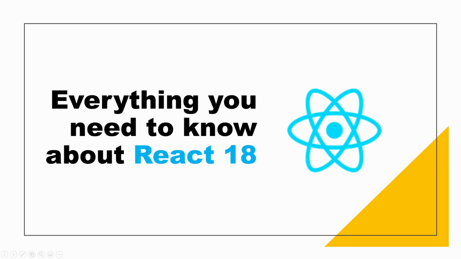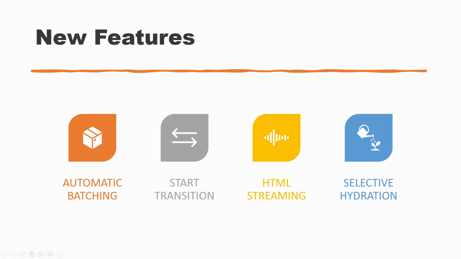Today I would like to share with you some of the new features that are coming in React version 18. Let's get started. So React 18 comes with a bunch of new features, things like automatic batching, which makes front-end development a bit more consistent, the start transition API, which helps the UI become more responsive, and also we have HTML streaming and selective hydration.